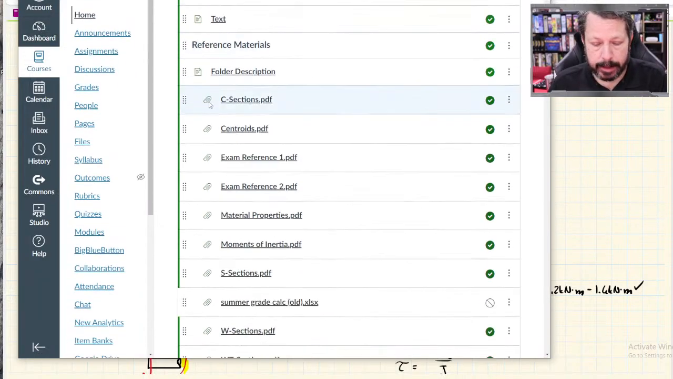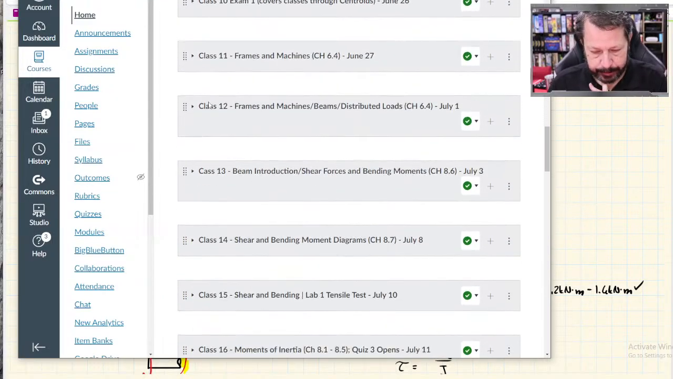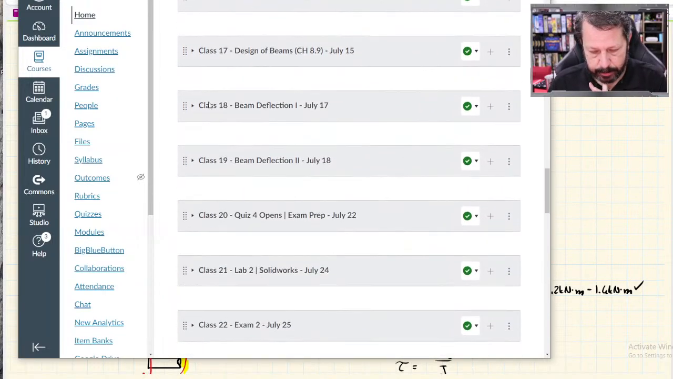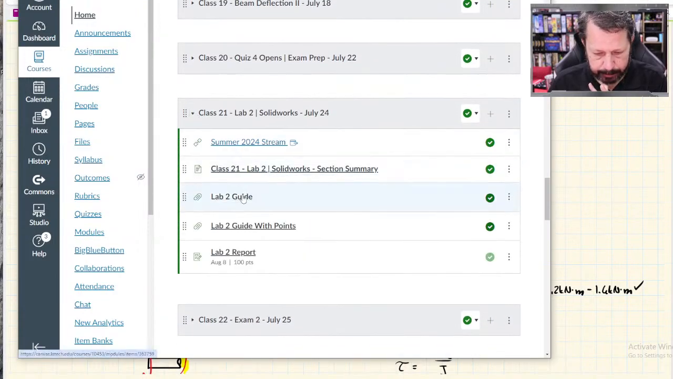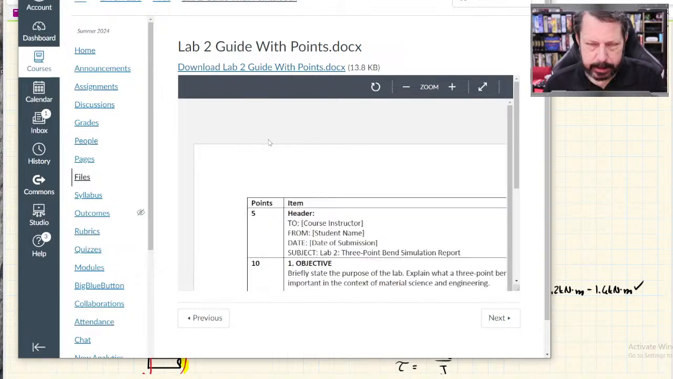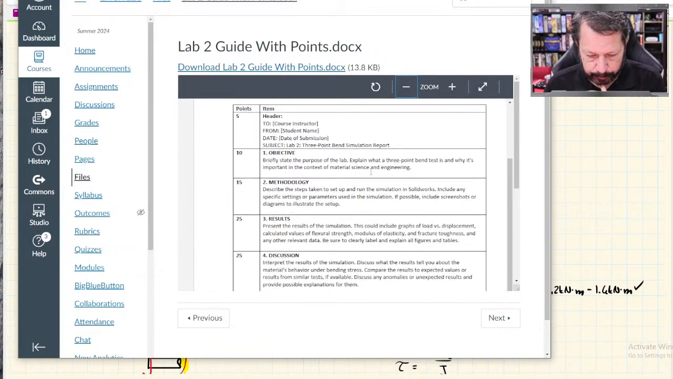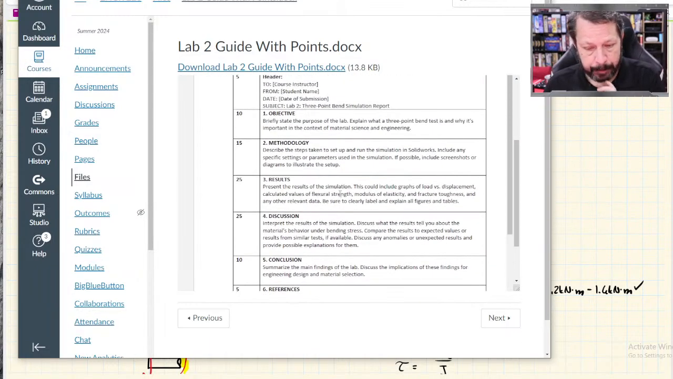Lab 2 is talking about a 3-point bend test, and it's a simulation again. So let's see what might be in here. Lab 2. Lab 2 guide with points. Maybe we can look at that. That's a list. If this is not what you're talking about, then let me know. But I assume this is what you mean, because this is the rubric of what goes in Lab 2.